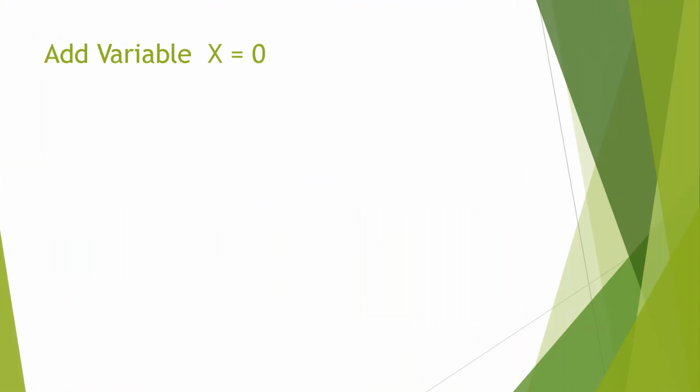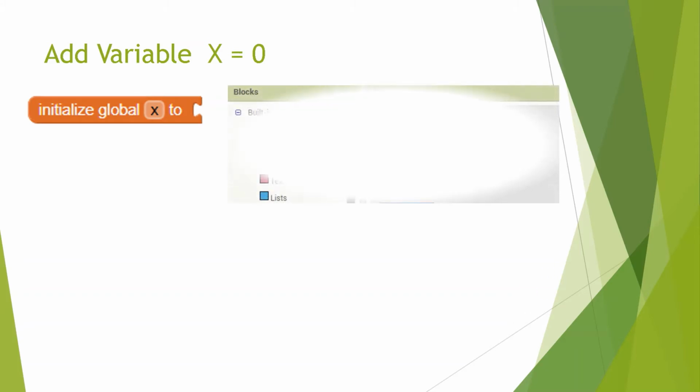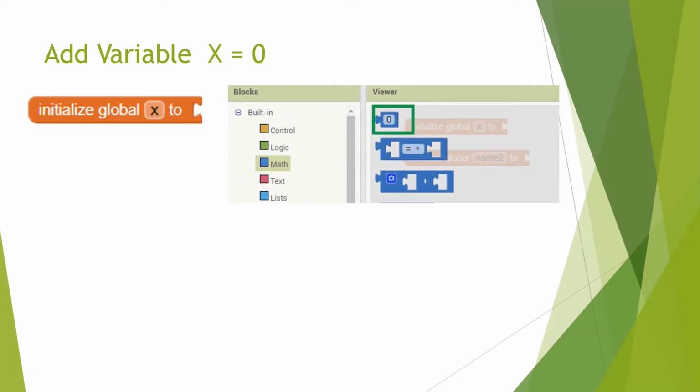From Blocks screen, select Variables. Select Initialize Global Variable. Drag it to your Blocks screen. Rename variable to X. Now, we need to initialize it to 0. From left side Blocks, select Math, then select First Item. Drag it to be the value for variable X.